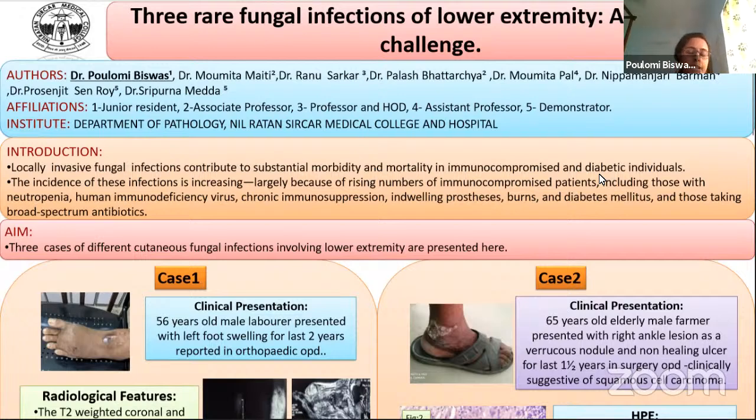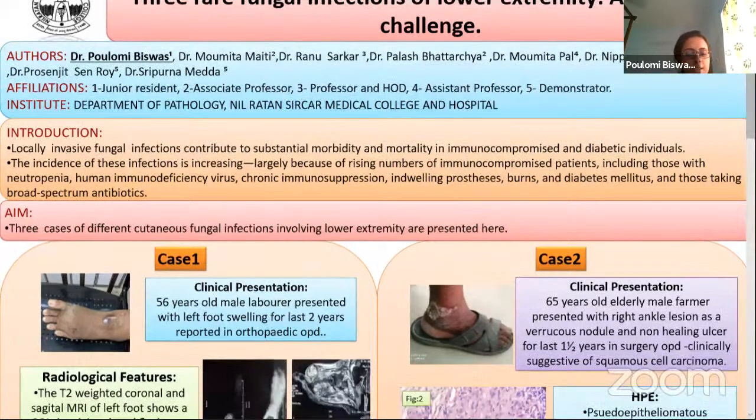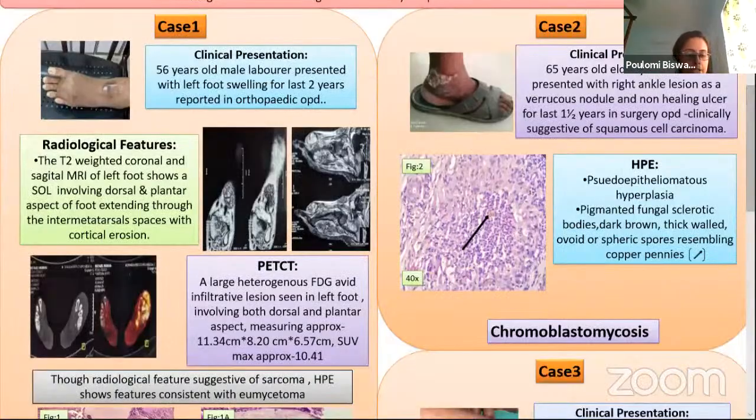Here I am presenting three rare fungal infections in the lower extremity. In my first case, a 56-year-old male laborer presented with left foot swelling for the last 2 years. His T1-weighted MRI shows a space-occupying lesion involving the dorsal and plantar aspect of the foot, extending through the intermetatarsal spaces with cortical erosion.